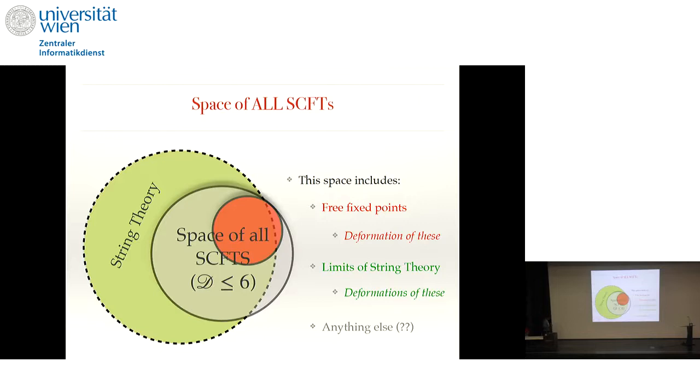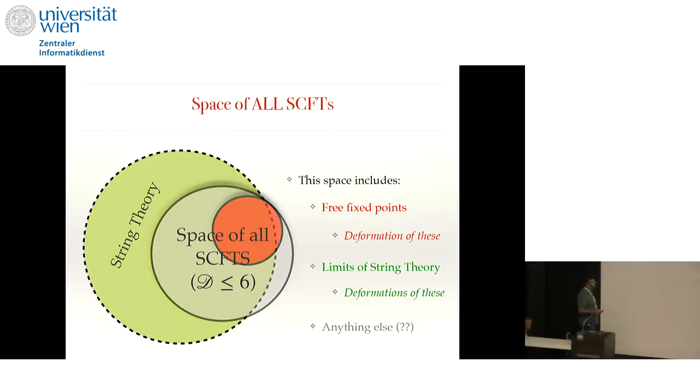So, the type of questions that I will want to review or touch upon are depicted in this Venn diagram. What we will want to do is to understand how the space of all SCFTs looks. Part of this space, this red circle, is given by free field theories and irrelevant deformations of these. Another part of this space is constructions which one can obtain starting from string theory.